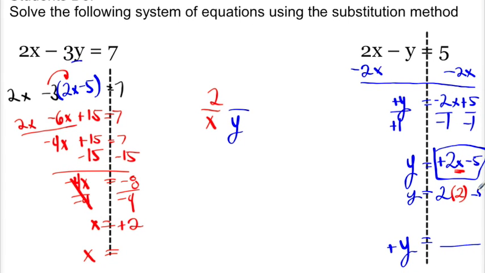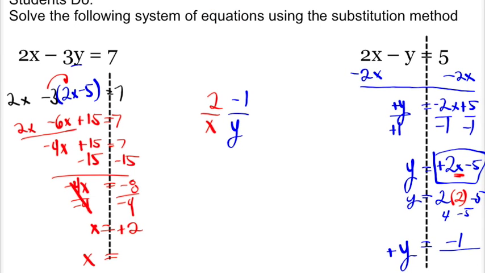Minus 5. 2 times 2 is 4, minus 5, which is negative 1. Make sure you get your signs straight. Negative 1, that's our answer. So all I gotta do is plug it into any equation to make sure it's true. Okay, I'm gonna pick this original equation, 2x minus y equals 5.